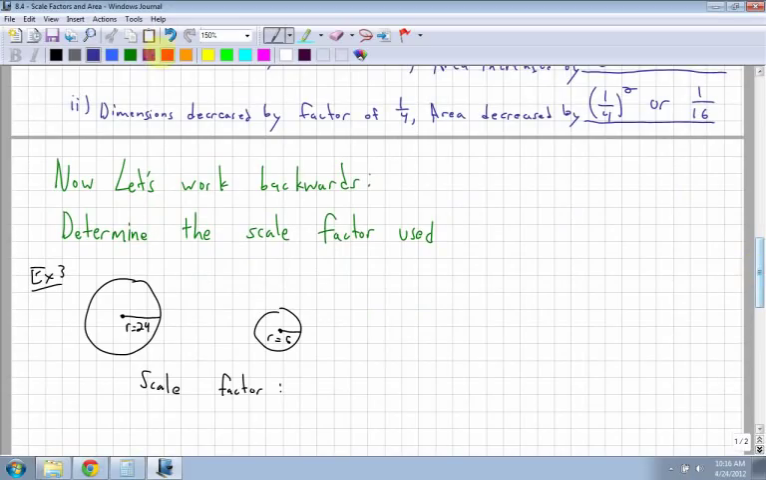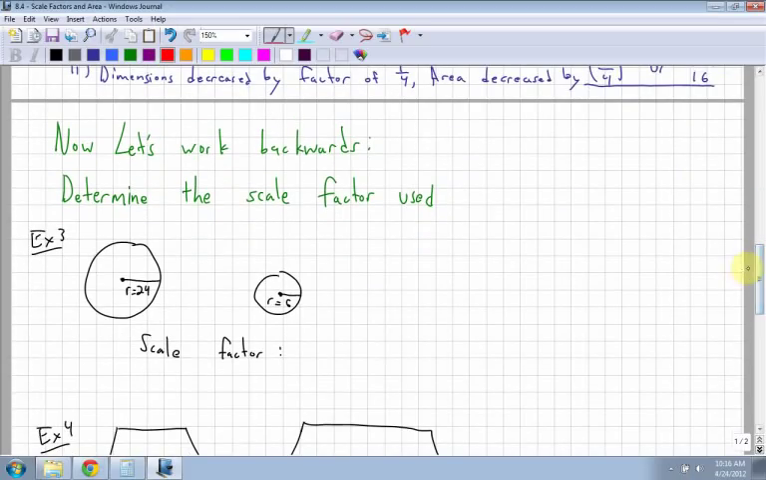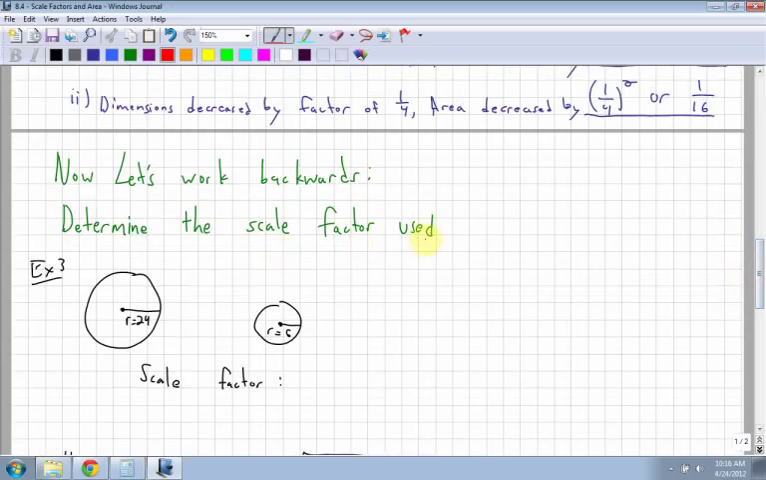Okay, so now let's work backwards. Uh-oh, nobody likes working backwards. So we're going to determine the scale factor used. So here I have the radius. Okay, this is easy, I've done this before, right? The radius from 6 to 24. Whoops, sorry, I'm going the other way, starting here and going to this one here. It's been reduced by a factor of what? Well, it's been divided by 4, which means my scale factor used is 1 over 4.